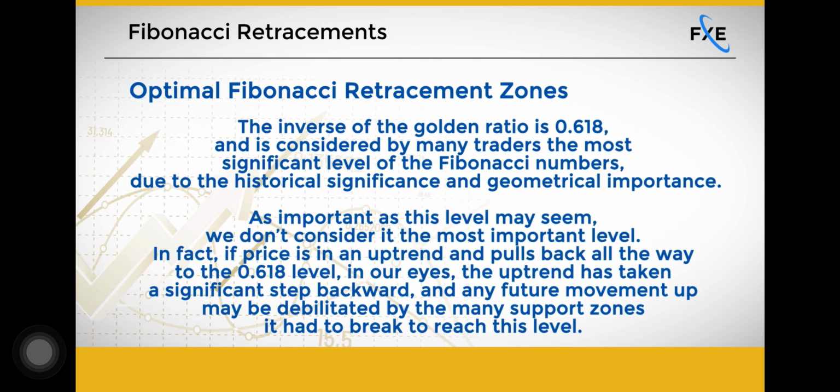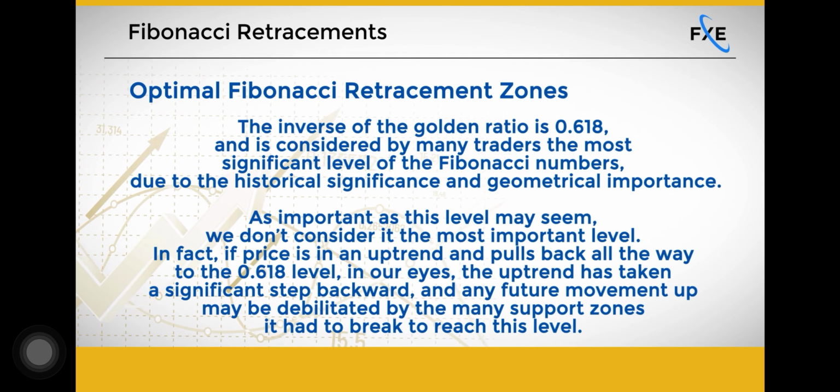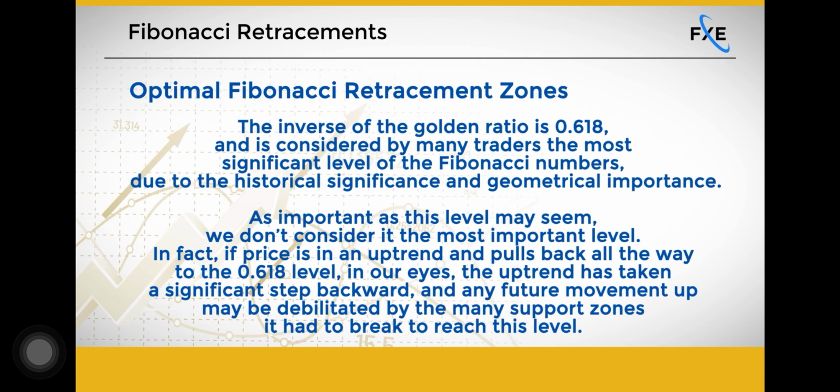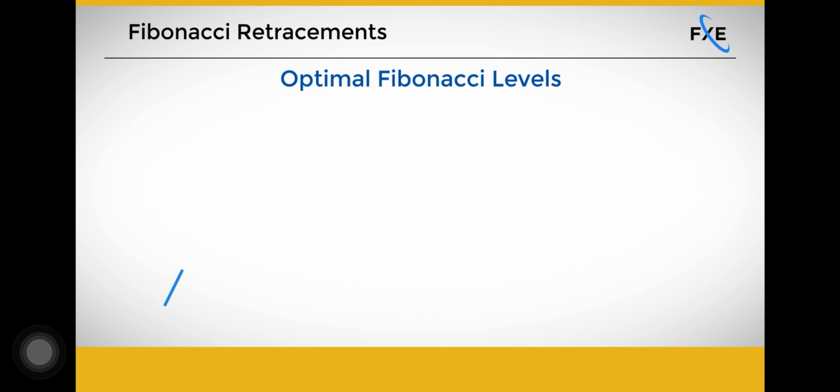In fact, if price is in an uptrend and pulls back all the way to the 0.618 level, in our eyes, the uptrend has taken a significant step backward, and any future movement up may be debilitated by the many support levels it had to break to reach this level. It is important to remember that quite often, support zones become role reversal areas, and may act as resistance for price to move back through them.